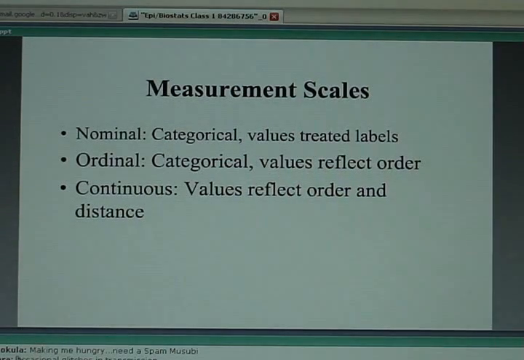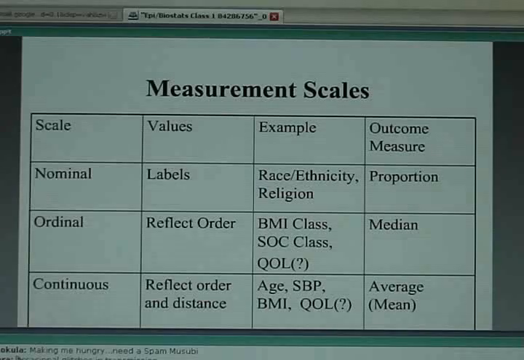So examples of these different types of scales of things I just mentioned, they're summarized in the next table. Nominal measurements, the values you assign to categories are just labels. Examples are things like race, ethnicity, in the first slide we looked at, religion. The only way you can measure those outcomes is by reporting proportions. Ordinal measurements, the categories have an order to them. The numbers you assign to those categories reflect that order. Things like body mass index class. So the classes were things like underweight, normal weight, overweight, obesity. They were assigned numbers 1, 2, 3, and 4 for the 4 different classes.